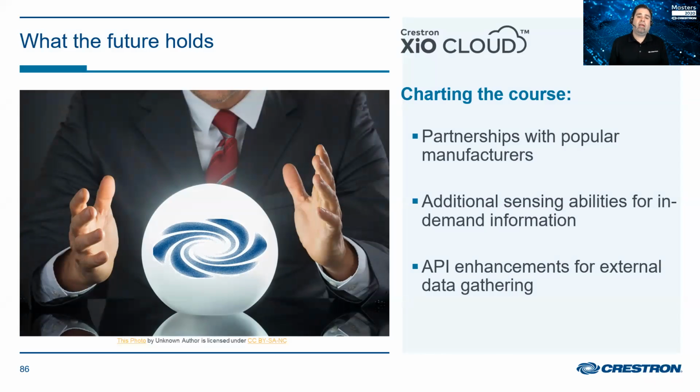One of them is partnerships with popular manufacturers. So we talked about the architecture being an IoT model, meaning the device itself needs to communicate with Xio Cloud. So we are currently in partnership and active development, and hopefully we can name some names in the not too distant future. But these devices, namely displays, will be able to communicate directly with Xio Cloud as a direct Xio Cloud compatible device. While I am on that thought, I want to show you something real quick.